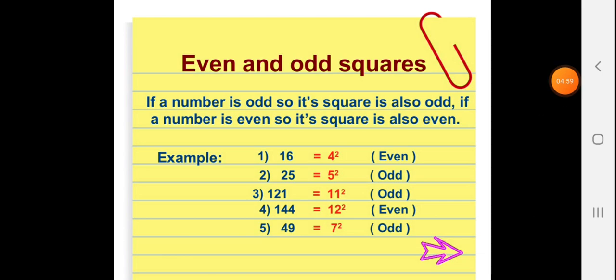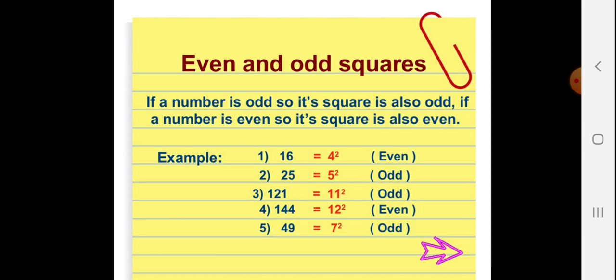You already know that if a number is odd, its square is also odd. If a number is even, its square is also even. For example, 16. Now 4 squared: 4 is an even number and its square is also even. 5, which is an odd number, has the square 25, which is also odd.